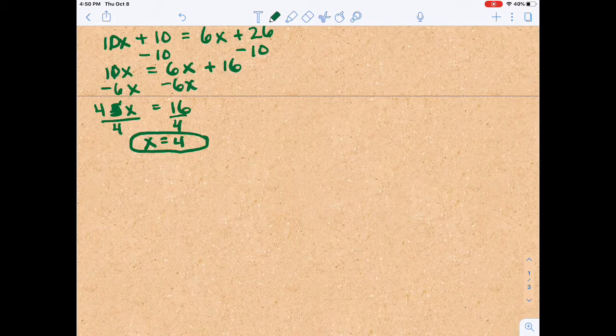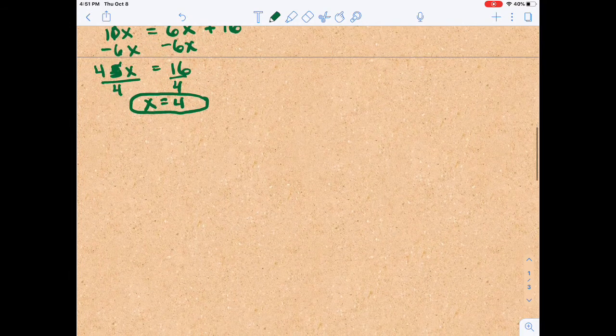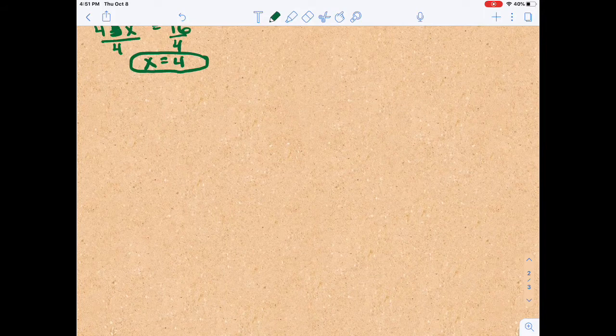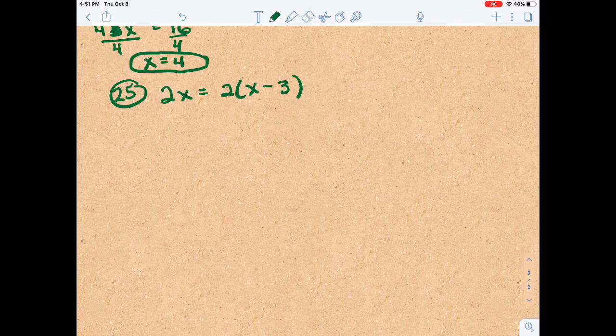It's important here. Let's jump down to another mean one. What if I have 2x equals 2 times x minus 3? There's a fine line here between getting no solution, all numbers, and just making a math error. You gotta be careful. All right, here's one of these where I wouldn't probably bother to do the distributive property to do 2 times x and 2 times negative 3.